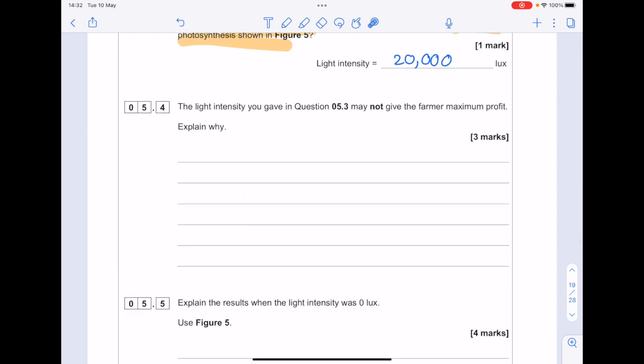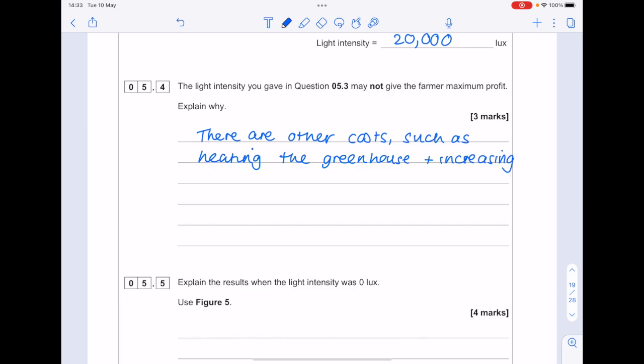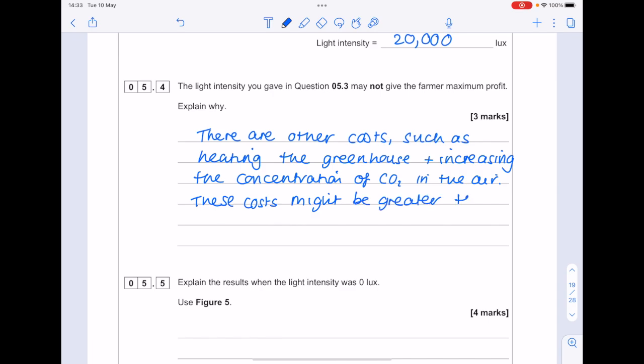So why might that light intensity not give the farmer the maximum profits? There are other costs, such as heating the greenhouse and increasing the concentration of carbon dioxide in the air. And so these costs might be greater than the additional sale cost generated by the tomatoes.